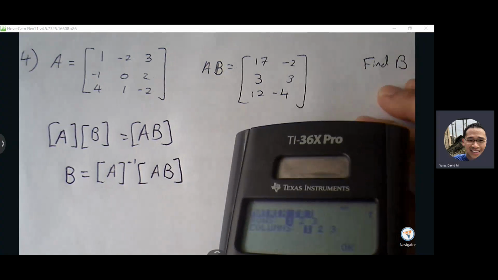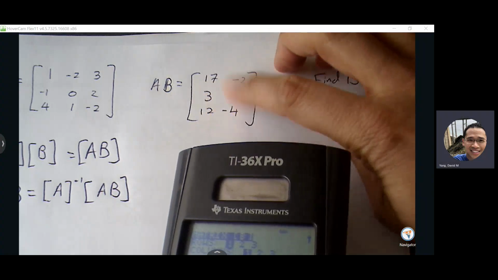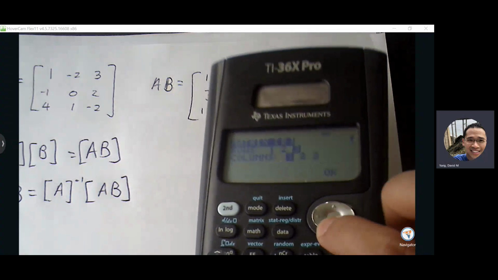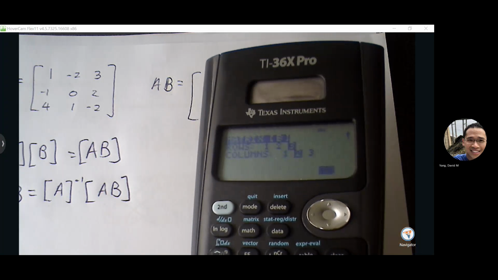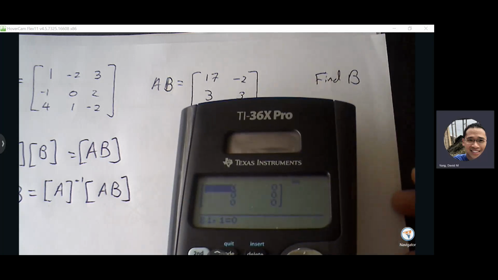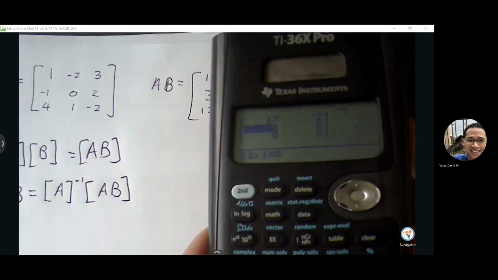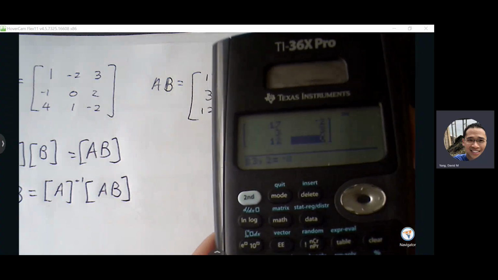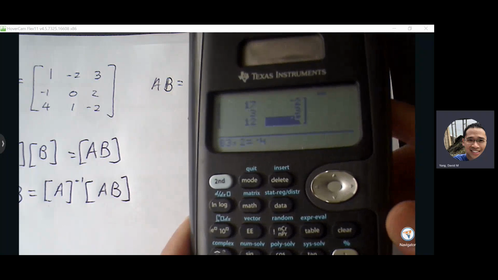Okay. Now, what's the dimension of this second matrix here? Yeah, 3 by 2. Okay. So 3 by 2. So I'm going to call this 17, -2, 12, -4. Okay. So there's my second matrix.